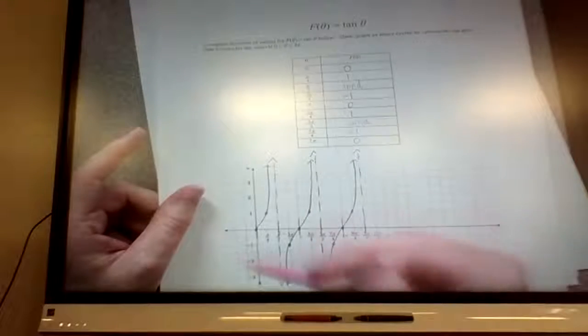What's the range? Yeah, you can put any, you're going to get every single number in the whole wide world out on that range for sure. Home on the range.